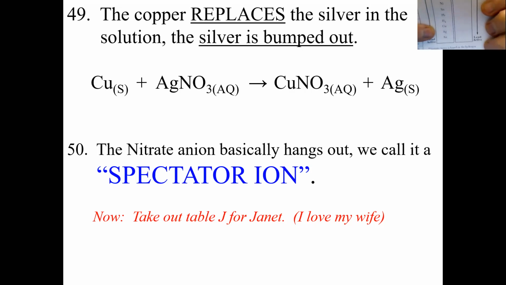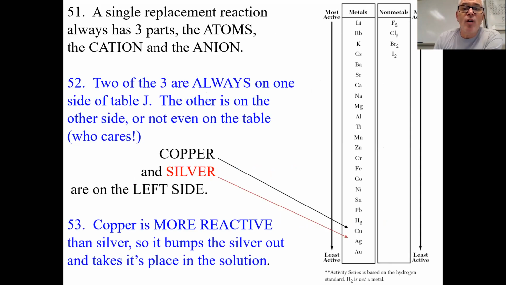And which one's higher on table J? Copper is higher than silver. So push comes to shove, copper can push the silver out of the way. Copper is more reactive on table J. Copper is able to jump into solution and push the silver out, and silver can't stop it. That's how this is going to work. Oh, look at this beautiful slide. Way at the bottom is copper and silver. Nitrate, which is in the reaction, is not on the table. It doesn't matter. Only 2 things matter. In this case, it's the 2 that are both on one side of the table, which is copper and silver.